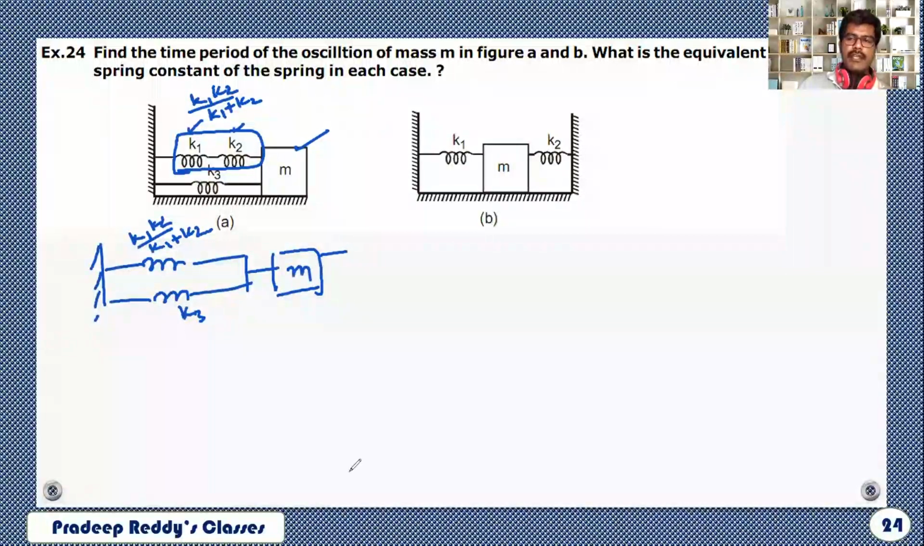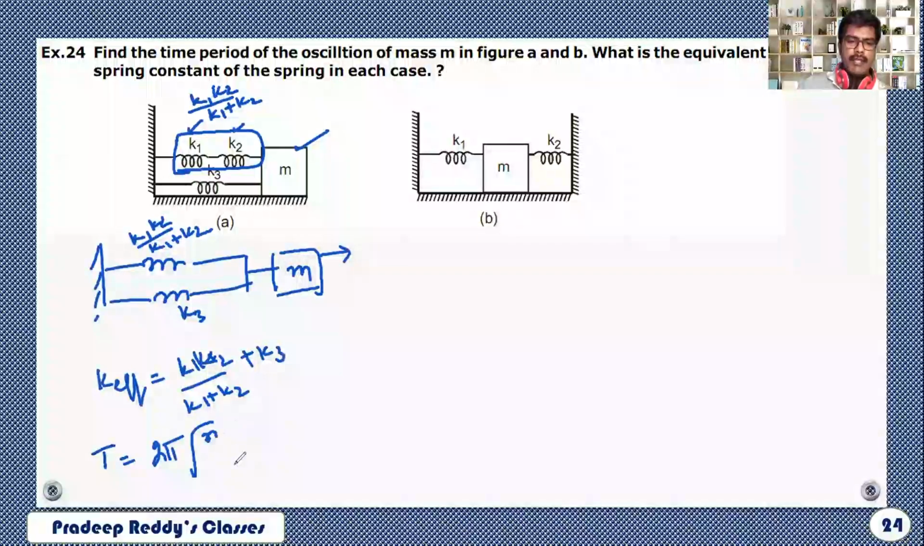Overall this mass is in motion. Then these two springs are now connected in parallel. So as a result, parallel combination k effective will be equal to k1 k2 divided by k1 plus k2, plus k3. This is equal to k effective. So time period T will be equal to 2 pi under root m divided by k effective. This is the equation for total time period. You will substitute this value in place of k effective.